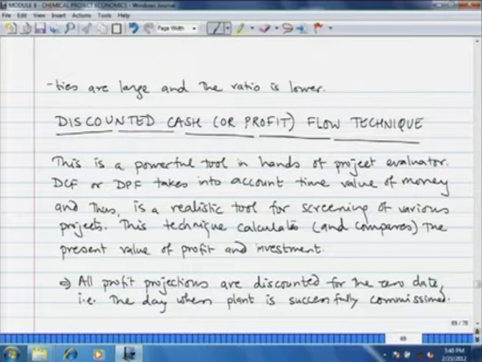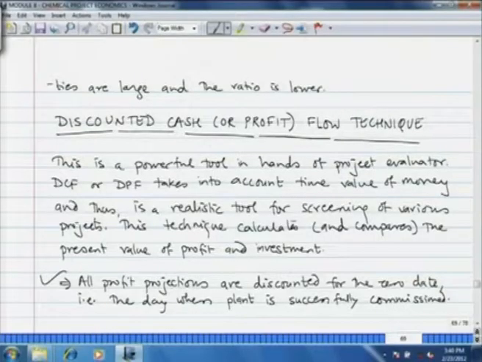Now the basis for this particular technique is that it calculates and compares the present value of profit and investment, okay? Profit is something after project commissioning. Investment is still prior to project commissioning. So assuming the time of project commissioning to be time 0, this technique tries to compare the future value of investment and the present value of profit at time 0, that is, at project commissioning. So that is what we see here.